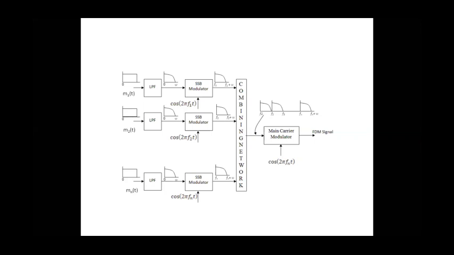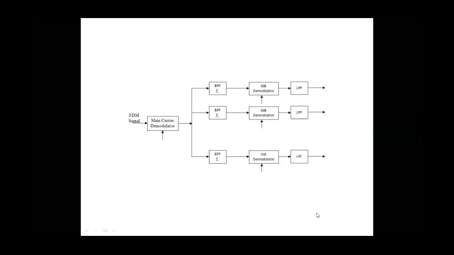After adding, it is used to modulate once again the main carrier before transmission. So this is finally an FDM signal which is ready for transmission. So this is entirely an FDM transmitter. Now we see the receiving end.